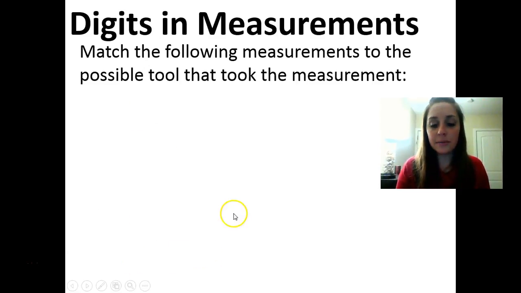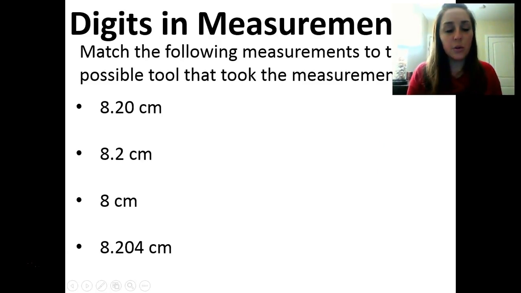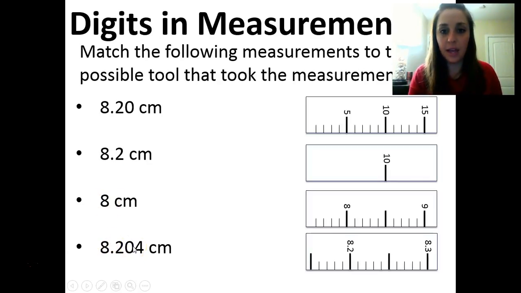All right, in the following exercise, I've made a few graphics and a few measurements for you to do. So I've got these 4 measurements, and notice they're all pretty similar. I've got 8.20 centimeters, 8.2 centimeters, 8 centimeters, and 8.204 centimeters. And here I have 4 rulers. Now these rulers aren't to scale, so I don't want you thinking about why it suddenly gets bigger or smaller. I just tried to make it easier for all to see.